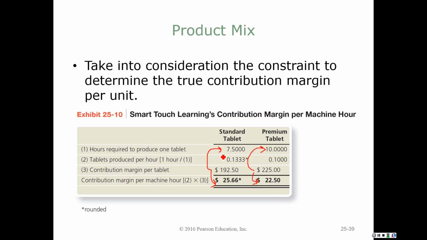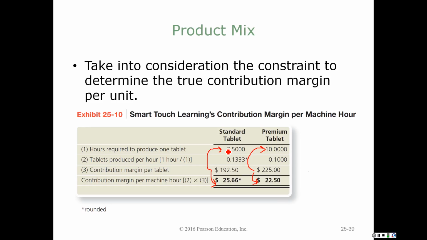Now, we can also say 1 divided by 7.5 is 0.133 hours per tablet, or 0.1 hour per tablet. And so either way, 192.50 times the 0.133 or 225 times 0.10 will work, but it is simply your contribution margin per whatever your capacity constraint happens to be. In this case, it's our machine hours.